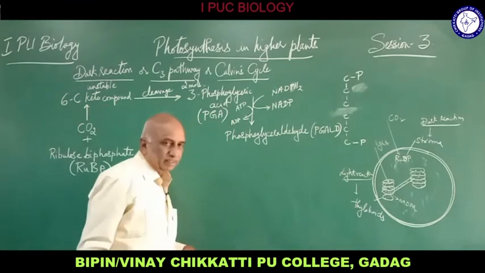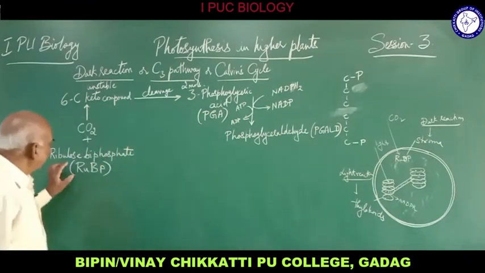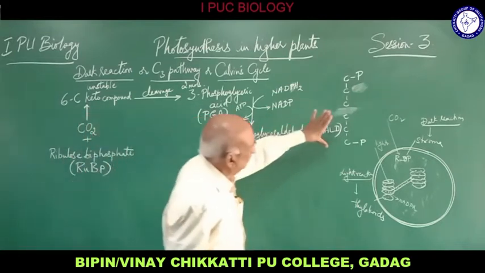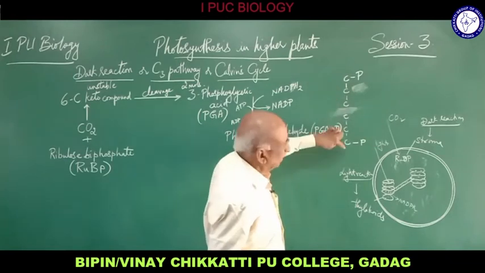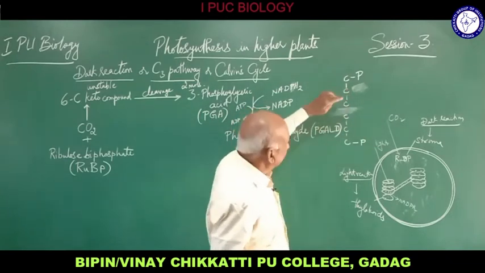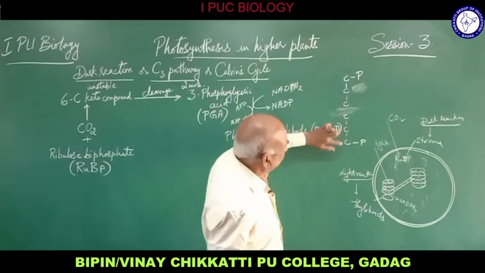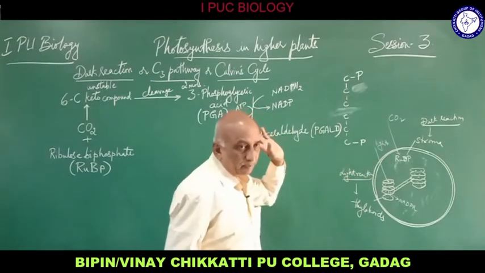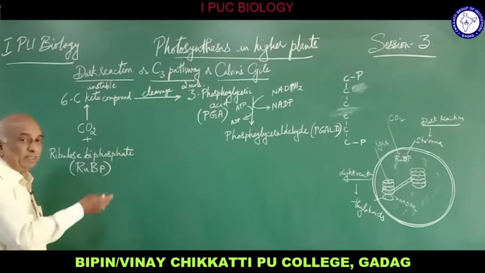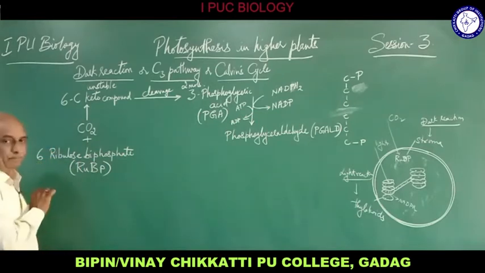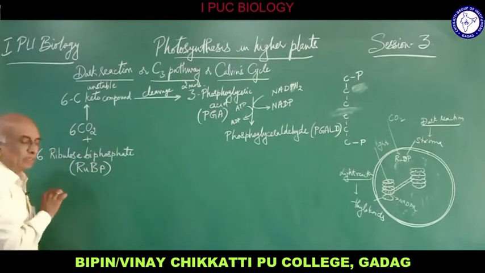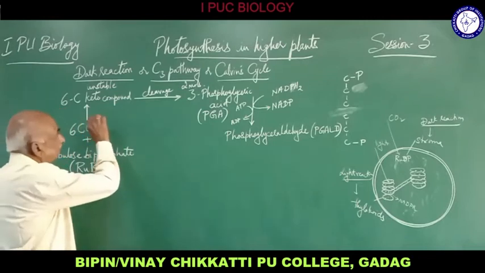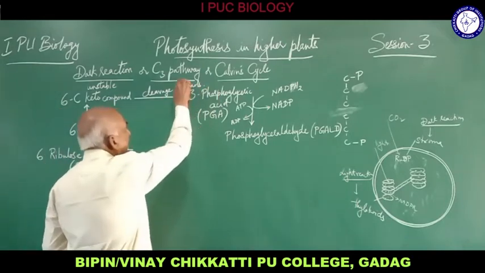Now what happens next? One molecule of RUBP combines with one CO2 to form one unstable keto compound. This unstable compound splits to form 2 PGA. So one CO2 and one RUBP form 2 PGA. Similarly, 6 RuBP and 6 CO2 will be used in the reaction to form 12 molecules of PGA.